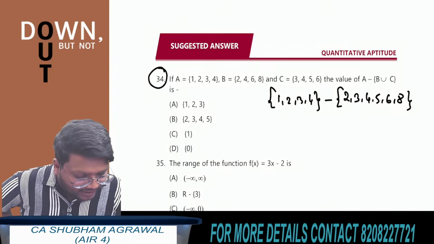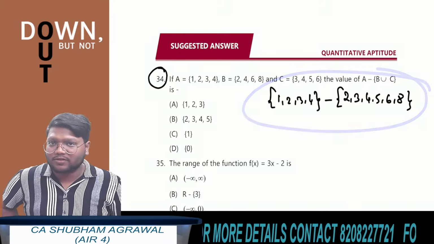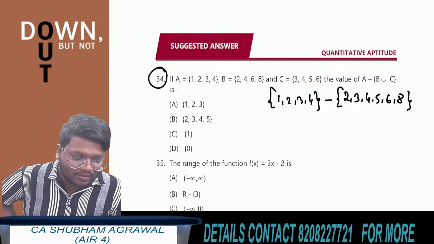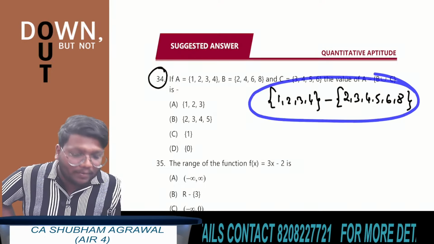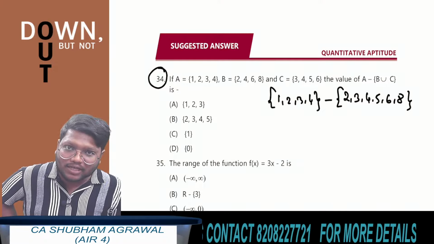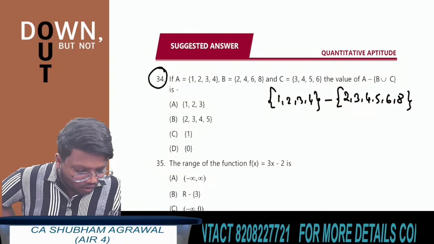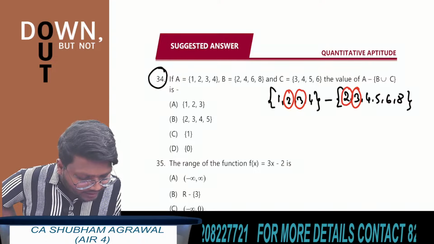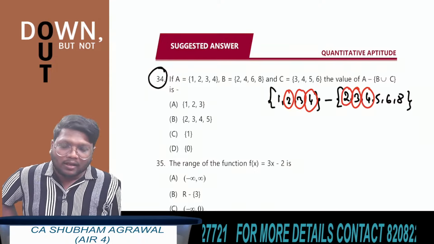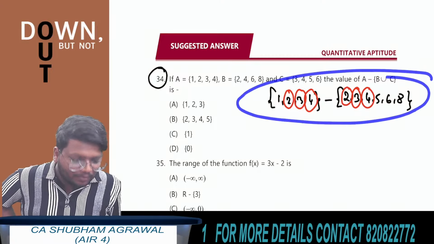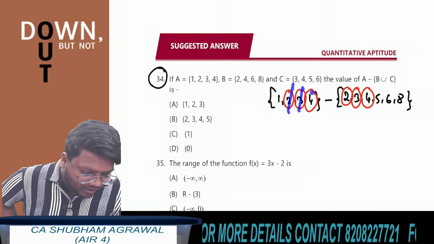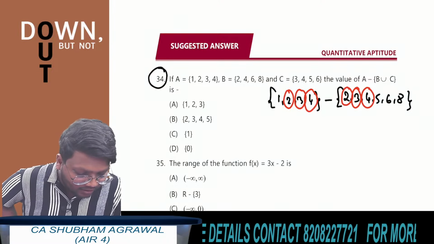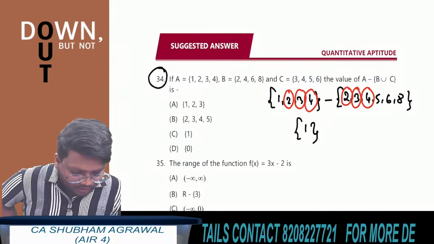Now we have to find the difference of these two sets. How to find the difference between the sets? The first step is to find the elements which are common in both the sets. Which elements are common here? 2 is common in both the sets, 3 is common in both the sets, and 4 is also common in both the sets. Now here, difference will be what? After removing these 2, 3 and 4, only 1 is there. So the answer here is 1.